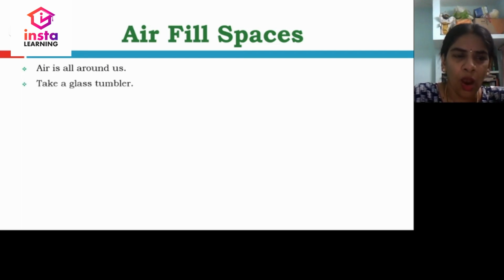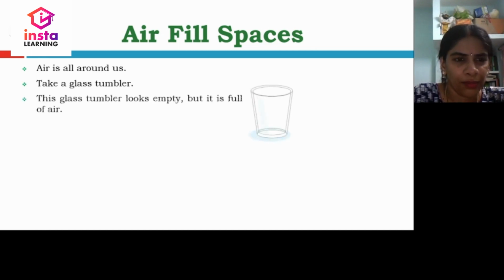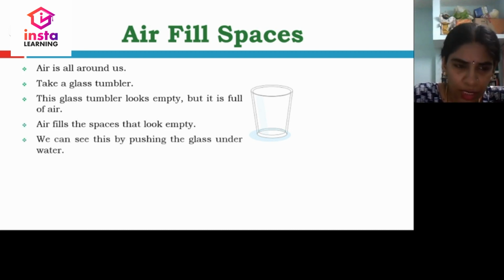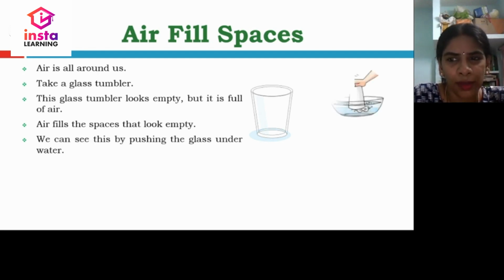Let us see how. Take a glass tumbler. This tumbler looks empty because there is nothing in it. But it is full of air. How do you know that? Air fills the spaces that look empty. How do you know this? We can see this by pushing the glass under water. Take a bowl, fill it with water. Now, invert the glass and push.